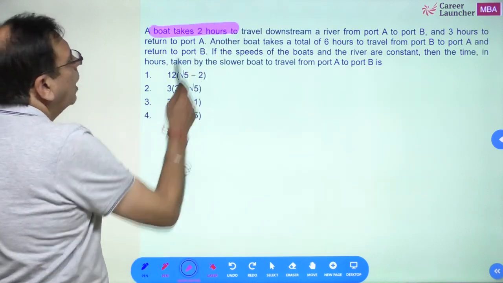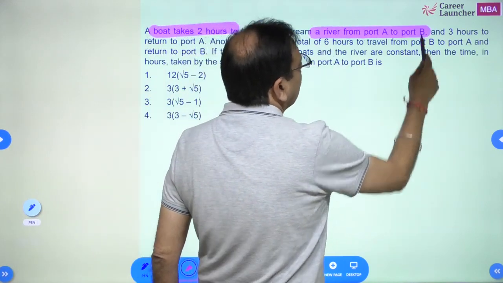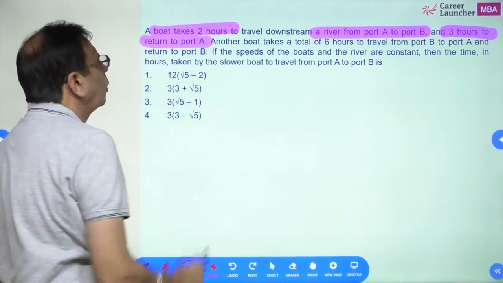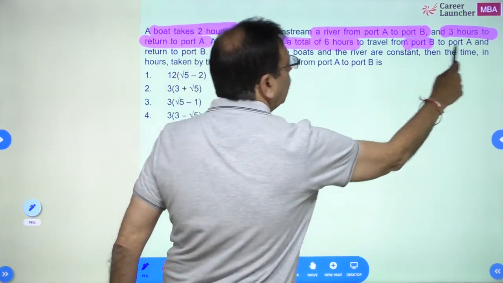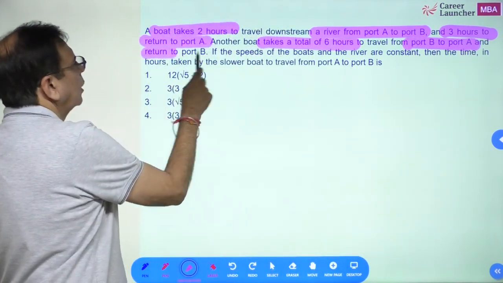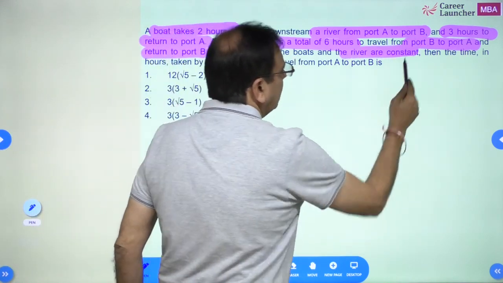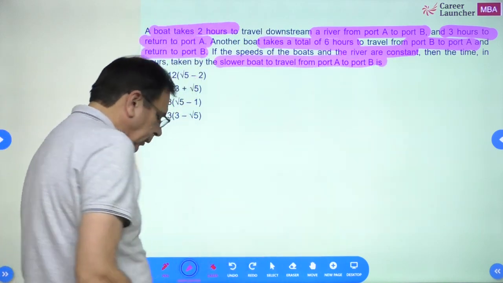A boat takes 2 hours to travel downstream on a river from port A to port B, and 3 hours to return to port A. Another boat takes a total of 6 hours to travel from port B to port A and return to port B. If the speeds of the boat and the river are constant, then find the time in hours taken by the slower boat to travel from port A to port B.